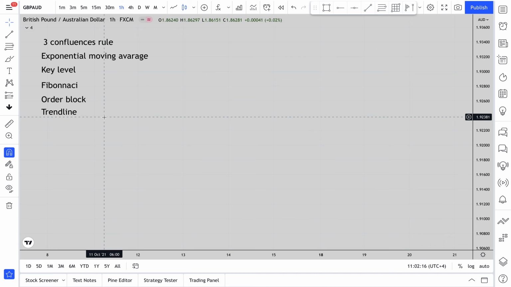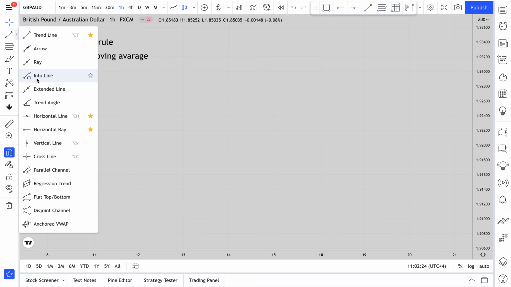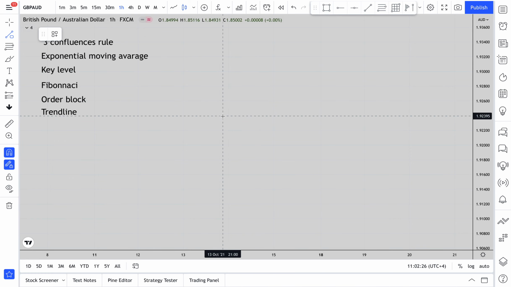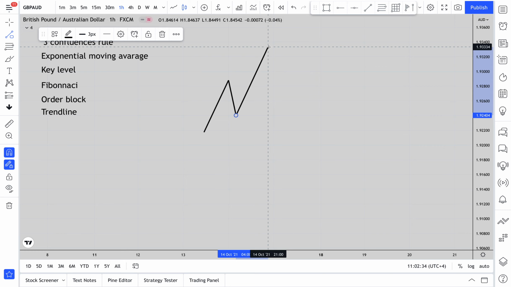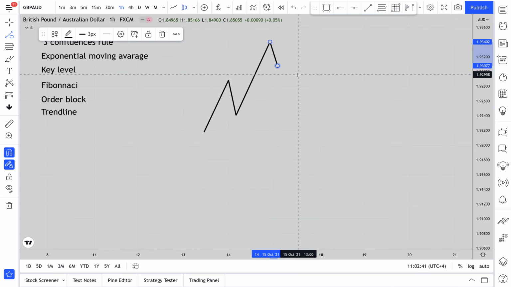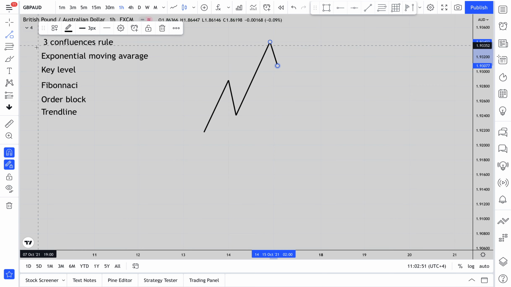So when I come and look at the trade, I see the market. Let's say the market is going up, it's coming down, and then it's gone up again, and then I see it going down. So I identify the trend is up, and I see we broke this structure over here. So what I'm doing, I'm looking for a buy. So how does the three confluence rule work?